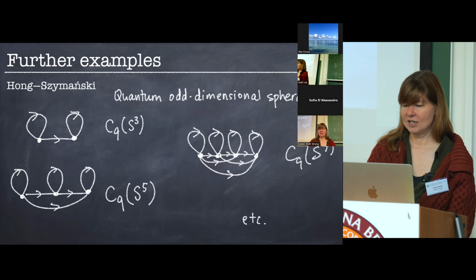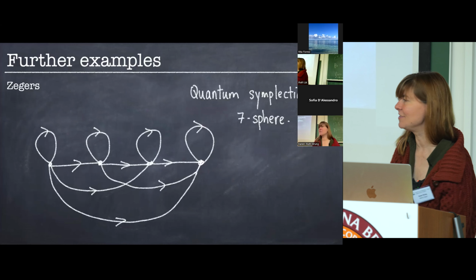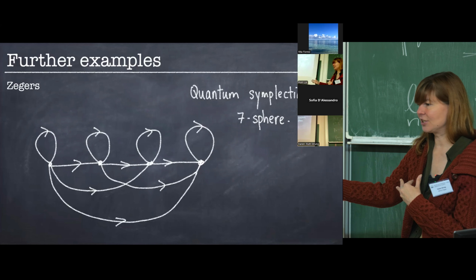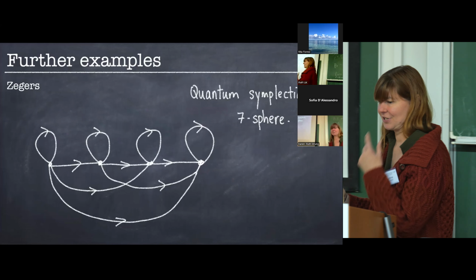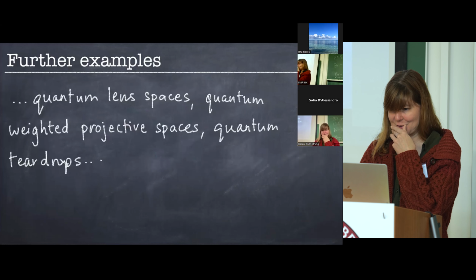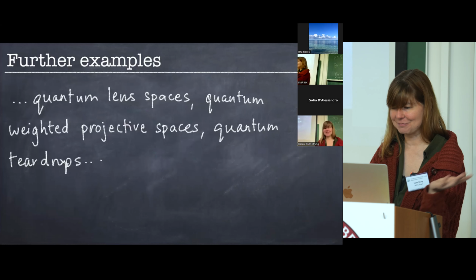And indeed, one can see immediately from the graphs that the quantum symplectic 7-sphere is going to be isomorphic as a C-star algebra to the relevant odd-dimensional quantum sphere. There are also things called quantum lens spaces, quantum weighted projective spaces, quantum teardrops.